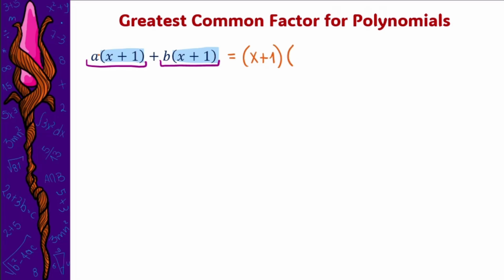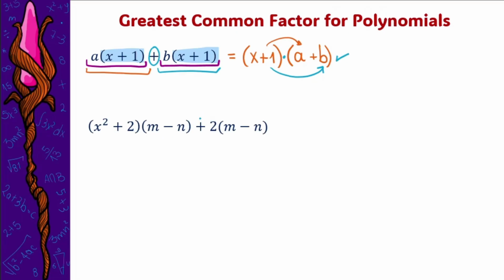So we would have to multiply by a to get this first term, a, and multiply by plus b to get this second term. So notice how if we multiply x plus 1 times a, we get this first term. And if we multiply x plus 1 times b, then we would get the second term. So this is equivalent. But initially we had an addition, and now what we have is a multiplication. It's a factorization. Let's see what happens in this one.